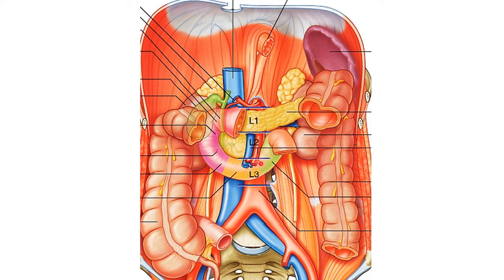The fourth part runs upward on or to the left of the abdominal aorta to the upper border of the second lumbar vertebra, where it becomes continuous with the jejunum at the duodenojejunal flexure. So the duodenum starts at the pylorus and ends at the duodenojejunal flexure.